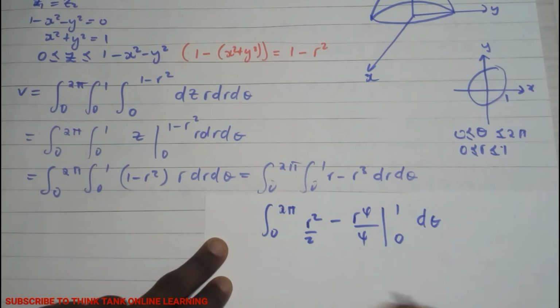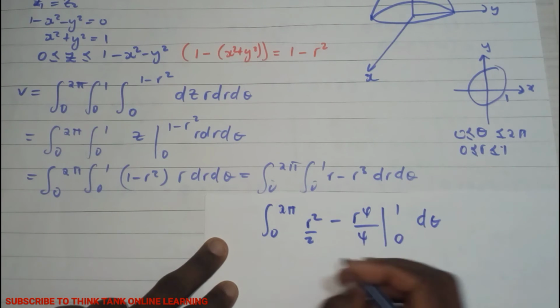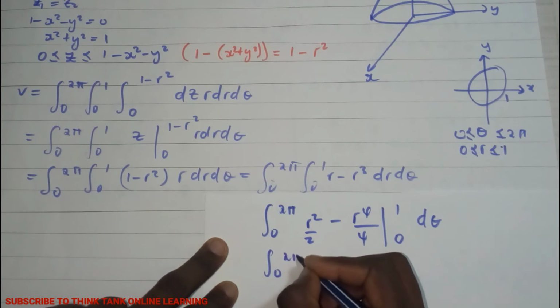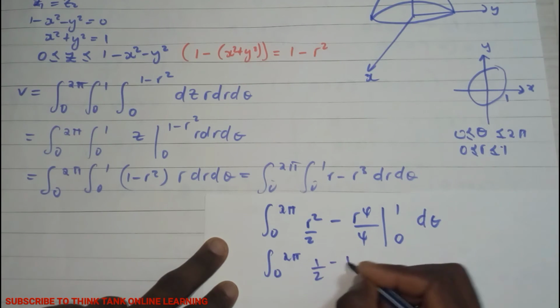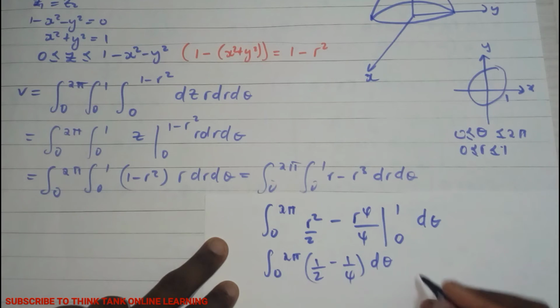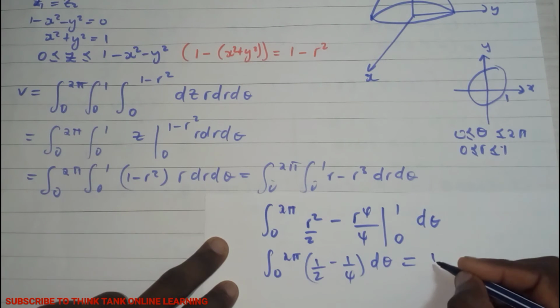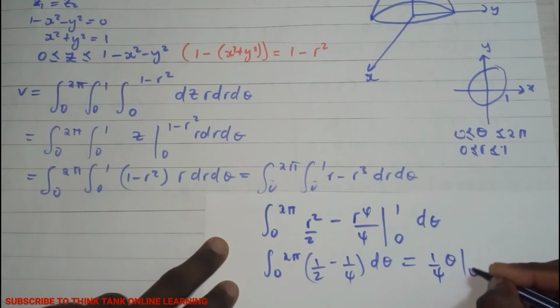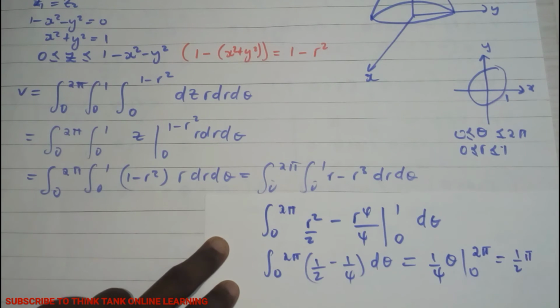Okay, then what is going to happen here? Upper bound minus lower bound, from 0 to 2 pi, you're going to have 1/2 minus 1/4 d theta. So if you integrate here, you're going to have 1/2 minus 1/4, which I think is equal to 1/4. We're going to have 1/4 theta, our boundaries from 0 to 2 pi, and this is equal to 1/2 pi, or just pi upon 2. Okay, so this was it for this problem. Now going to the next problem.